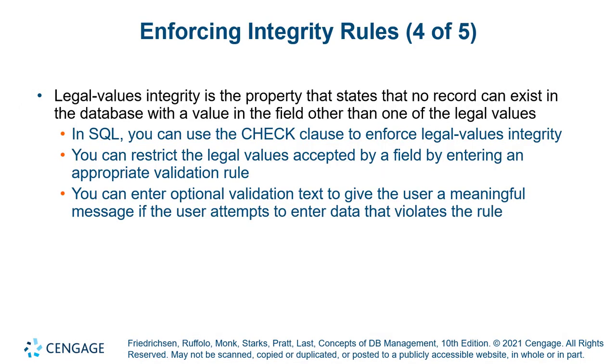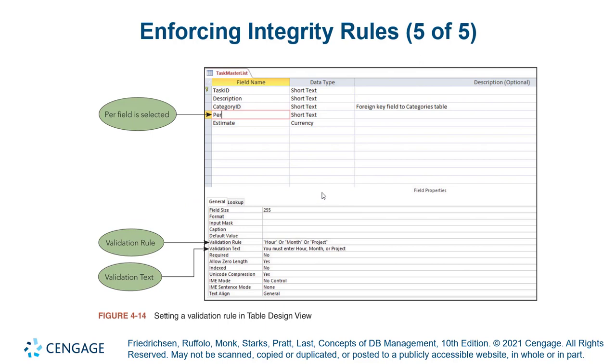Good, so that's enforcing legal value integrity, just what I showed you. Perfect. So that wraps up this segment all on enforcing integrity rules. We talked about referential integrity. We talked about valid legal values integrity. And we also talked about cascading values, which again can only be done if we're enforcing referential integrity.